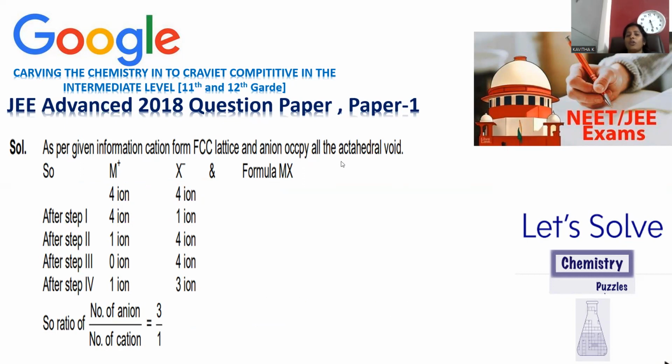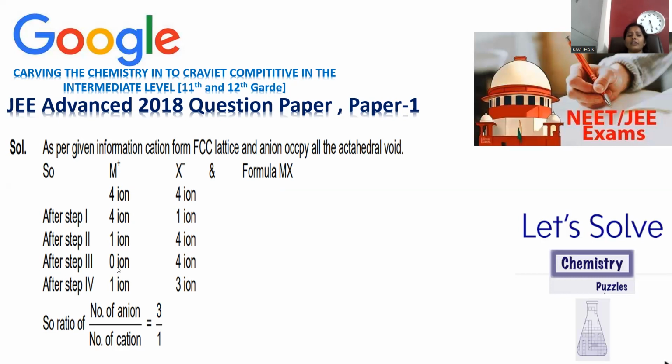Anions occupy all octahedral voids. Wherever octahedral gaps or voids are present, at that position, anions are occupied. Right? In step 1, 4 ions of M plus and 1 ion of X minus will be there. In step number 2, 1 ion of M plus is there and 4 X minus ions will be there.